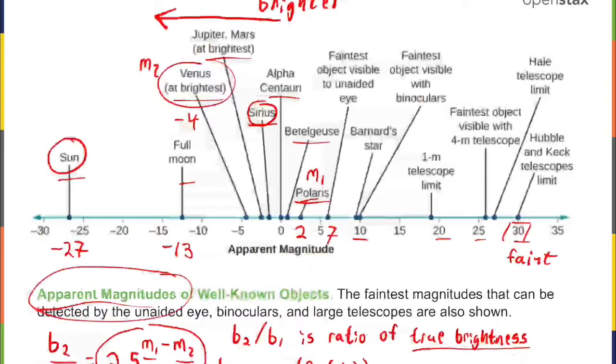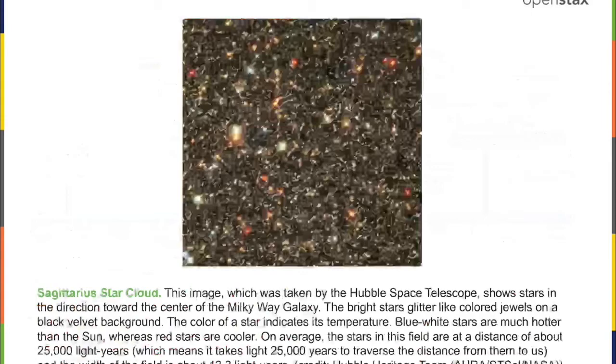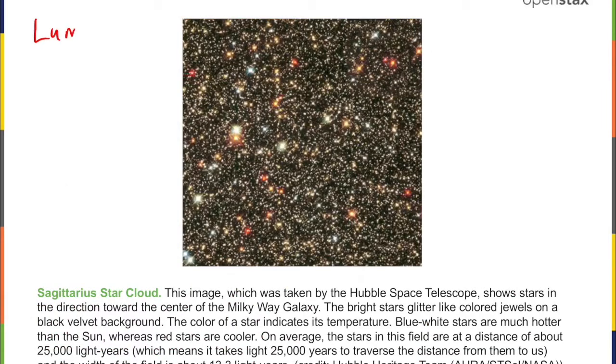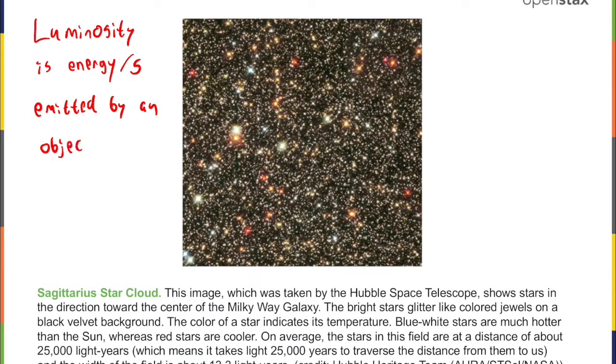All right, but what about luminosity? How does this compare to the actual luminosity of the star? Okay? So, luminosity is energy, okay, per second emitted by an object. Okay? It is independent of the observer.